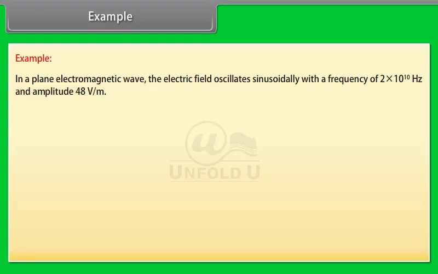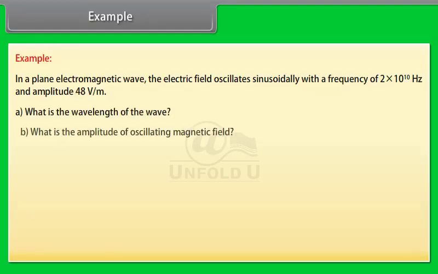Example. Let's take an example of electromagnetic waves. In a plane electromagnetic wave, the electric field oscillates sinusoidally with a frequency of 2 into 10 raised to the power 10 Hz and amplitude 48 volt per meter. What is the wavelength of the wave? What is the amplitude of the oscillating magnetic field?